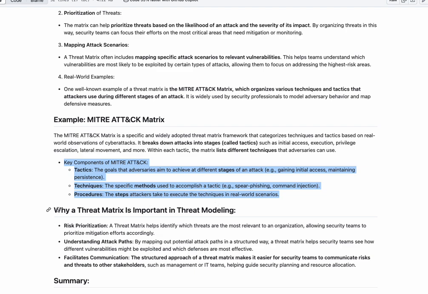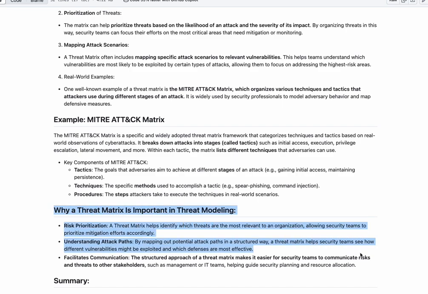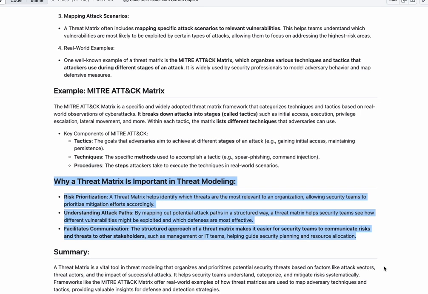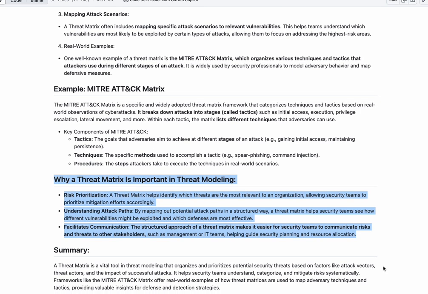Why a threat matrix is important in threat modeling. Risk prioritization. A threat matrix helps identify which threats are the most relevant to an organization, allowing security teams to prioritize mitigation efforts accordingly. Understanding attack paths. By mapping out potential attack paths in a structured way, a threat matrix helps security teams see how different vulnerabilities might be exploited and which defenses are most effective.